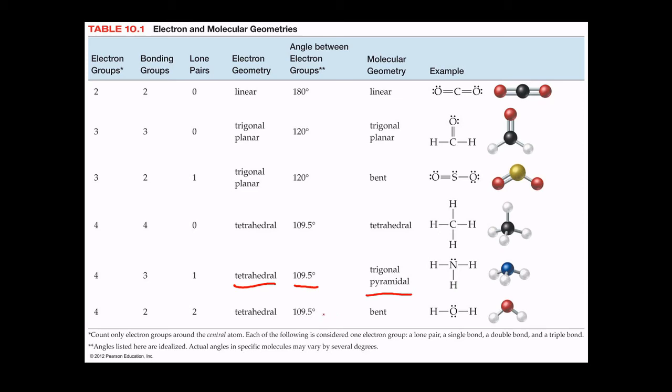So this is a really handy tool for you to use as you're working through VSEPR. All you have to do is figure out how many bonding groups I have and how many lone pairs I have in my molecule, and the table will tell you the names and the angles for everything else in the molecule.